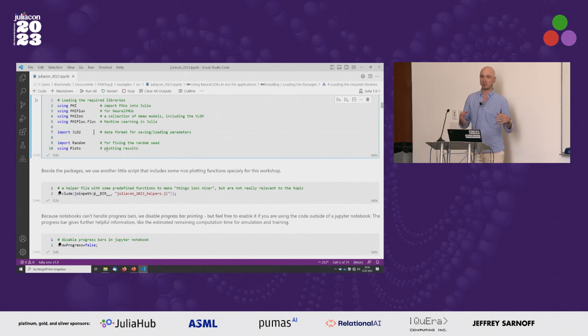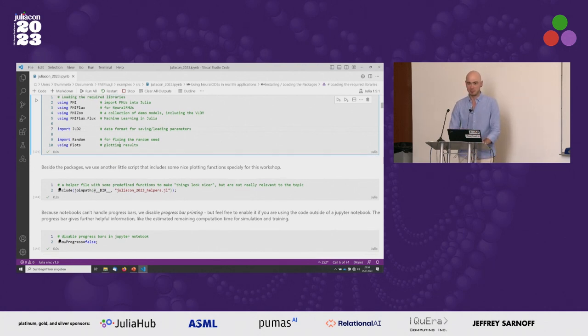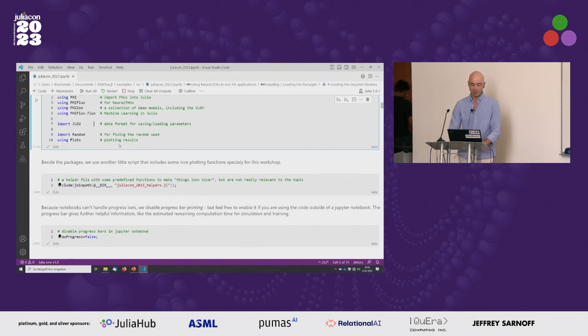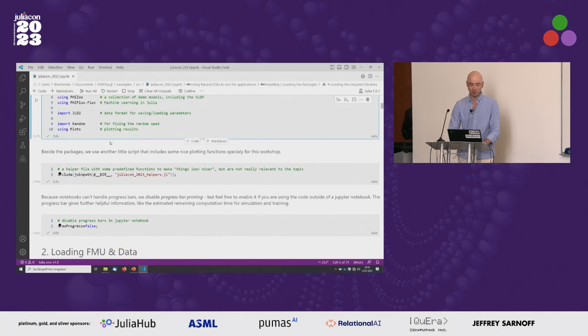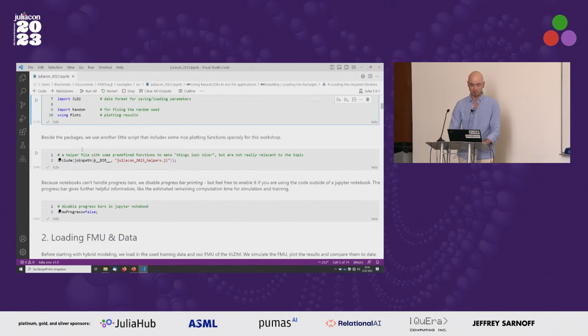This is just handy if you are doing notebooks, because they do the same every time you compile them. And we are using Plots to plot some intermediate results.